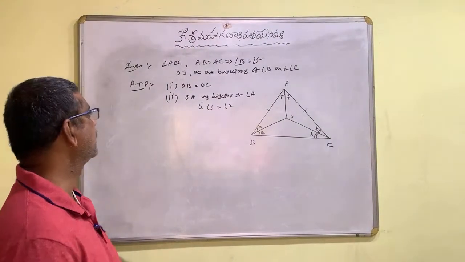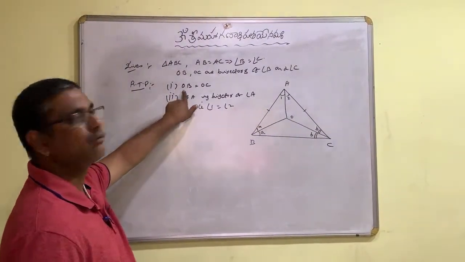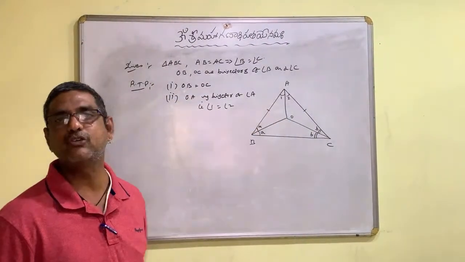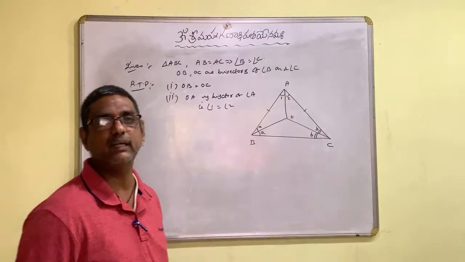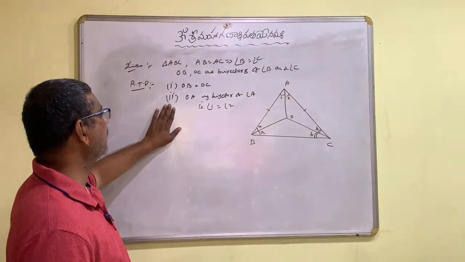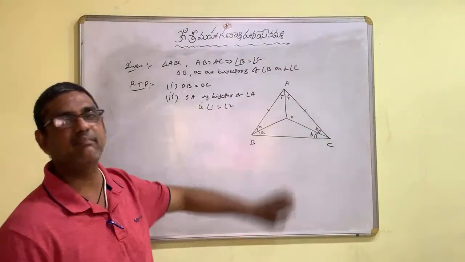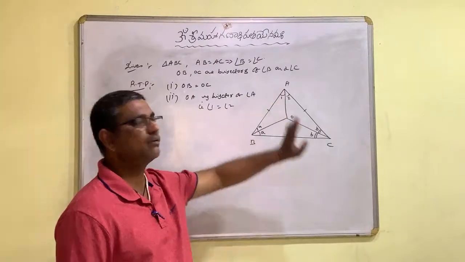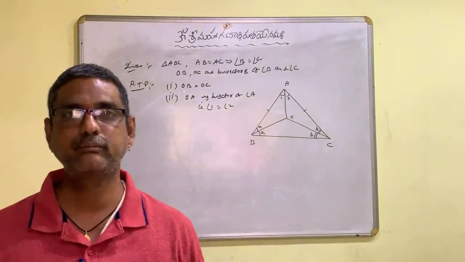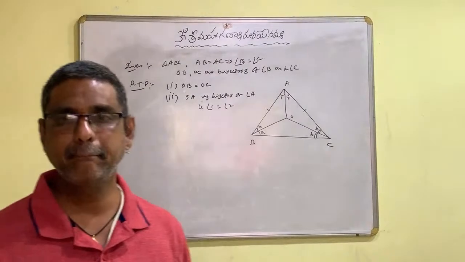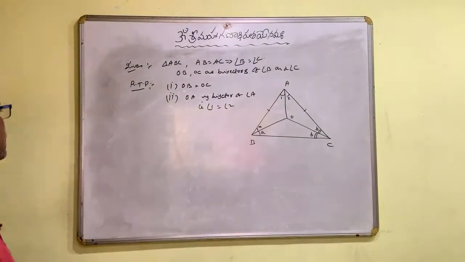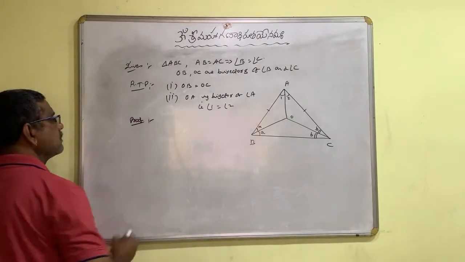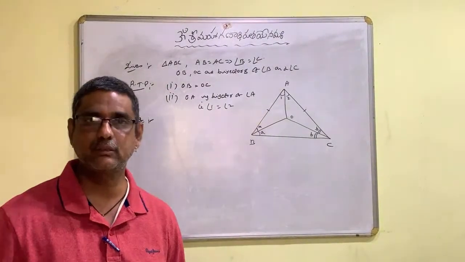Now, second one, required to prove. What is the first one we have to prove? We need to prove OB is equal to OC. That is one. And the second part, OA is the bisector of angle A, that is angle 1 is equal to angle 2. Now, how to prove this?